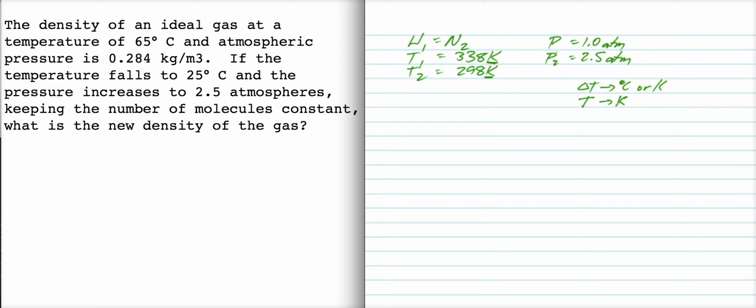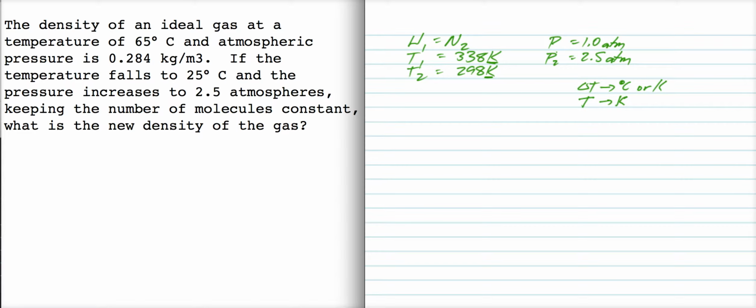Because see, the difference between 65C and 25C, that's a pretty big ratio, right? That's 2.5 to 1. But 338 to 298, those are much closer, so it makes a difference. You've got to do ideal gas problems in Kelvins every single time.